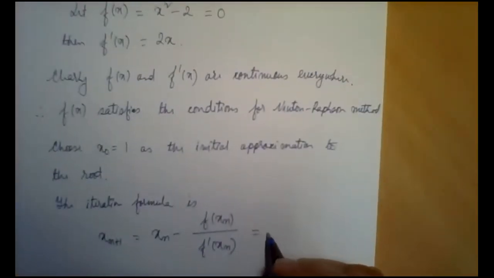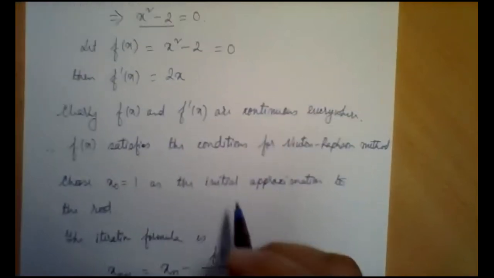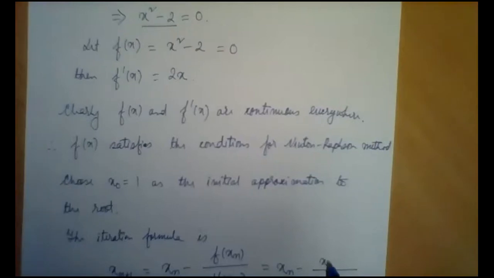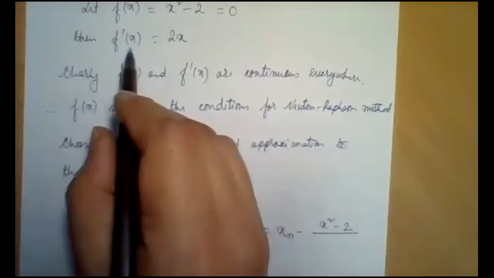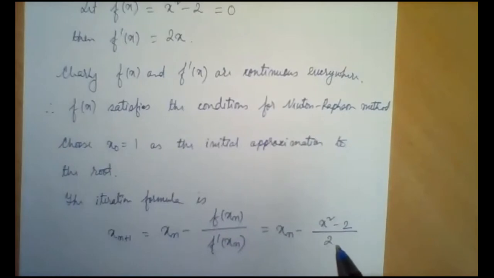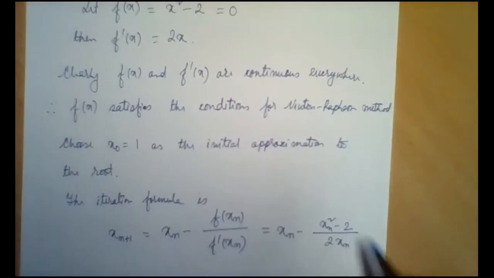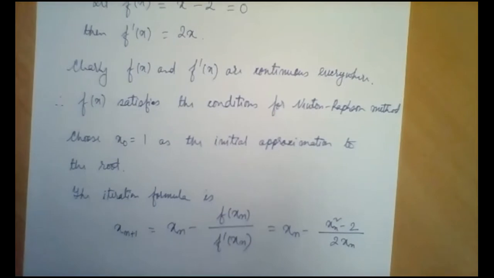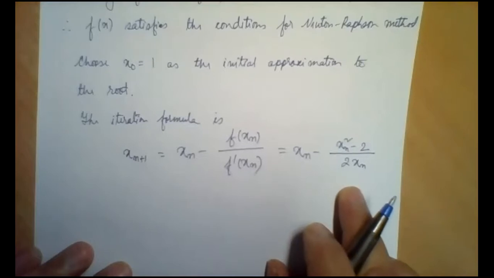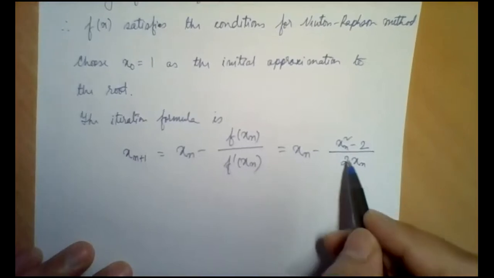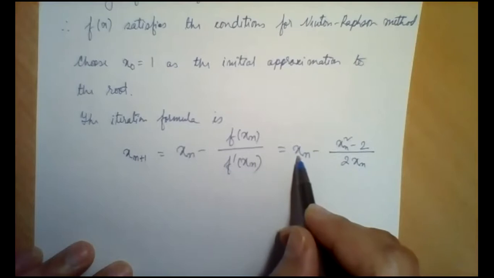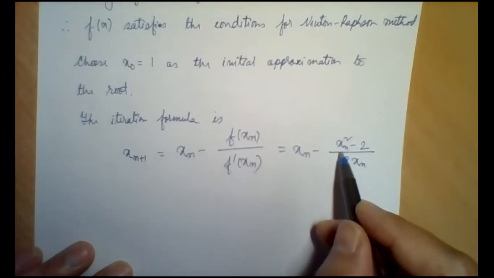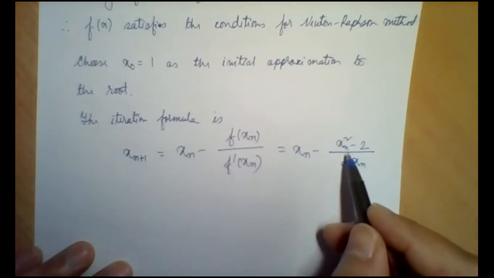This is nothing but xn minus, what is f of xn? F of xn is x square minus 2. And what is f prime x? F prime x is twice x, twice xn. There you go. And then you simplify this expression. 2xn square minus xn square will be simply xn square.